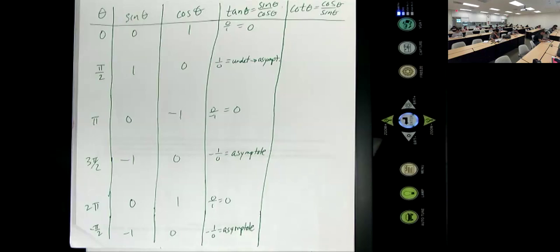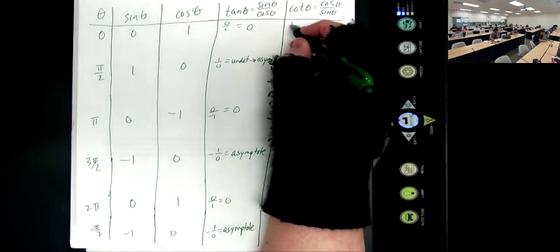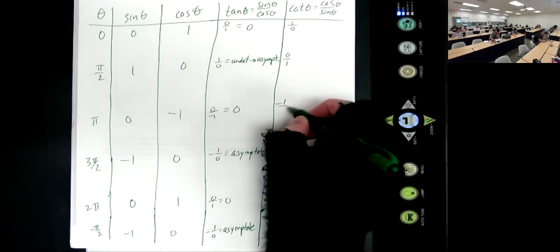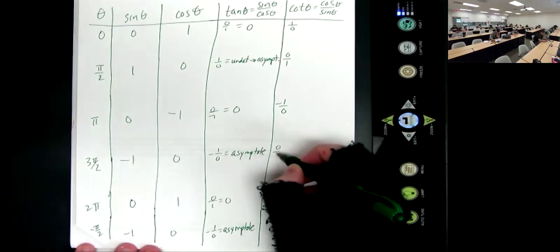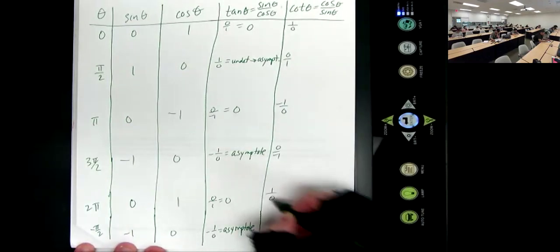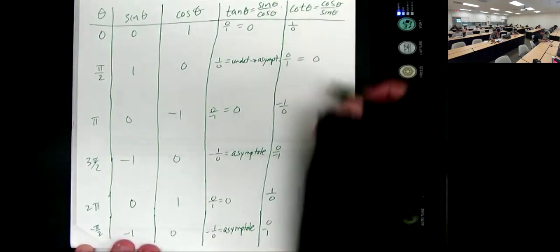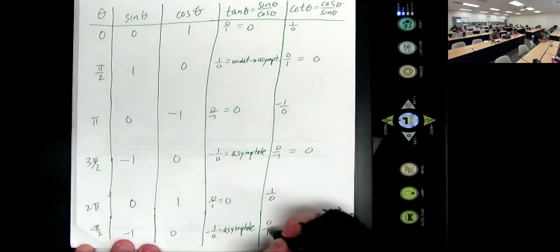And before we add to it, let's look at our cotangents. Cotangent just flips what we just had. So this will be 1 over 0. This is 0 over 1. -1 over 0. 0 over -1. 1 over 0. 0 over -1. Some of these are zeros, and some of these are asymptotes.